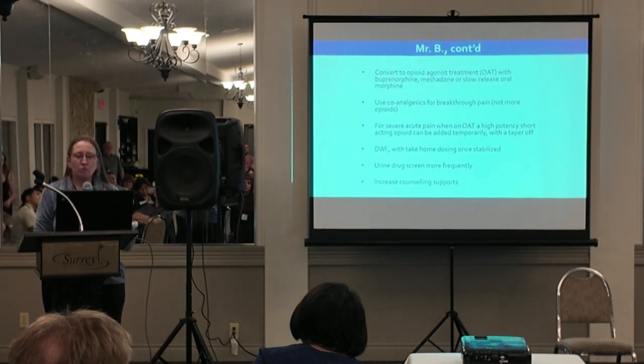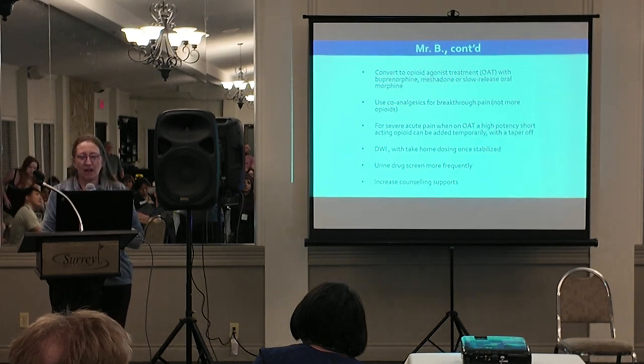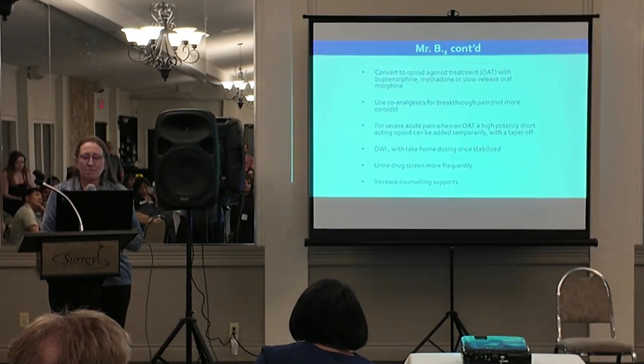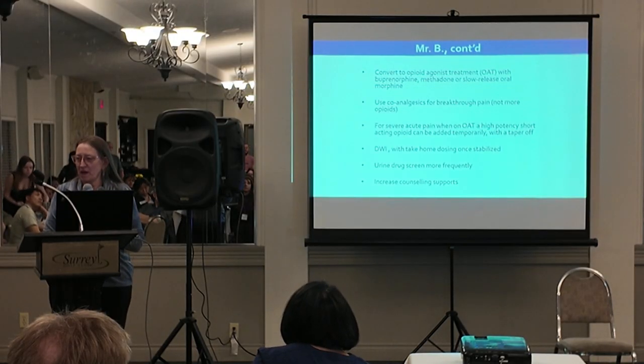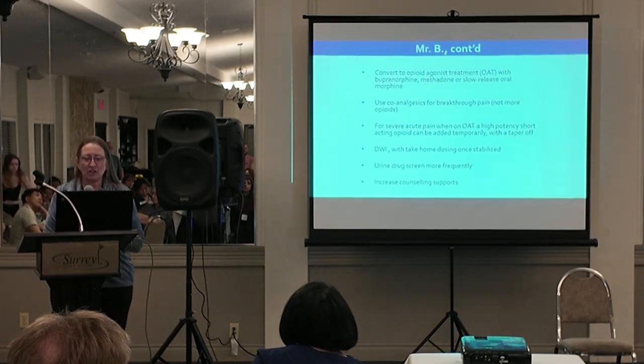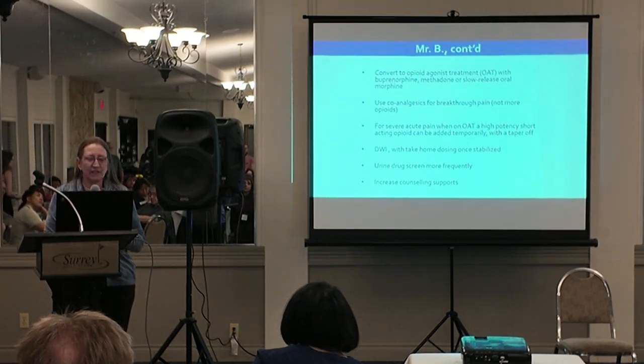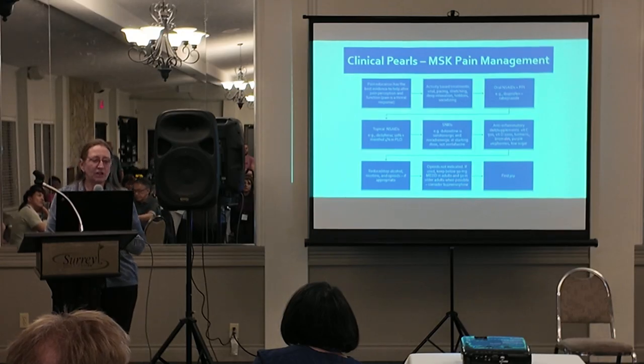So for severe acute pain, when they're on opiate agonist therapy at high potency, you can use a short-acting opiate very temporarily, but that would be if they're hospitalized with a bad break or something like that. It's not a long-term thing. Urine drug screen them more frequently and then add counseling support. So here are my pearls.